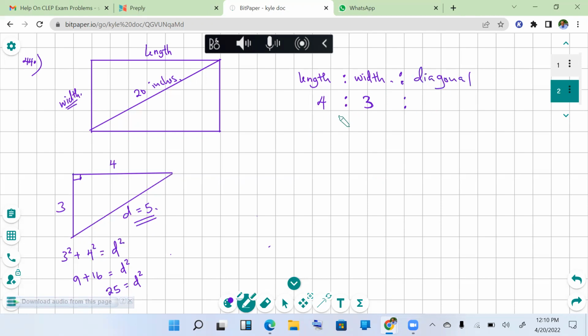So it means that the ratio of the length to the width to the diagonal is 4:3:5. Now, if the diagonal is 20, it means that 5 has been multiplied by 4 to get to 20, meaning that the width would be 3 multiplied by 4, that is 12, and the length would be 16, okay? So the length is 16 and the width is 12.